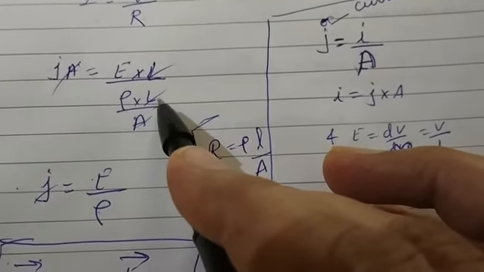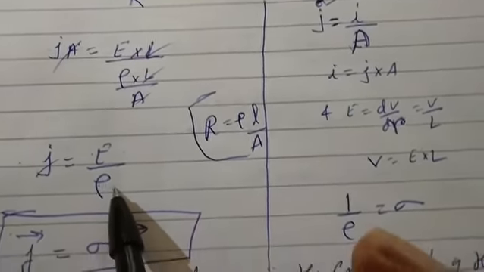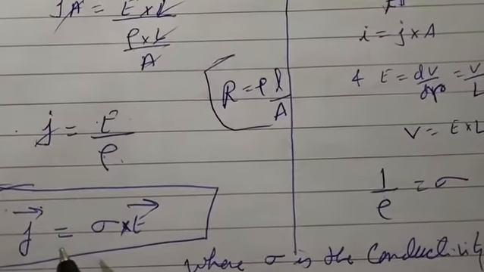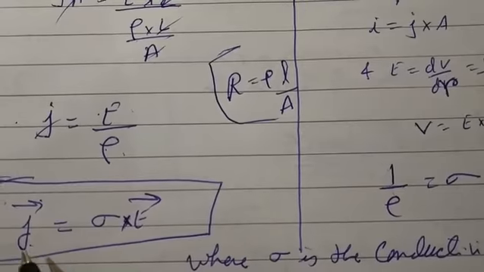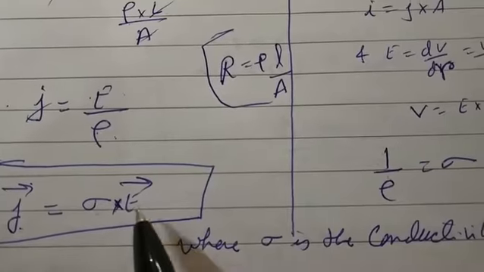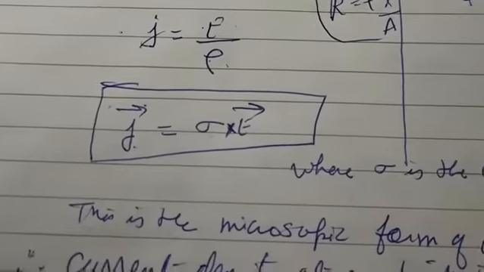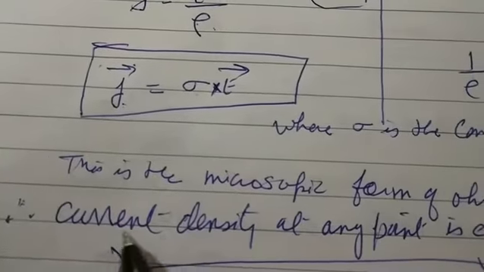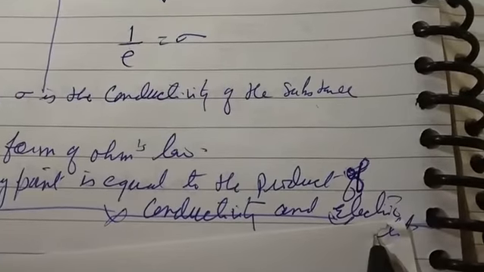L and L will cancel. What is left? J is equal to E upon rho, and 1 upon rho is equal to sigma. So we have got it. This is the microscopic form of Ohm's law: J is equal to sigma into E. Current density is equal to conductivity into electric field. Therefore current density at any point is equal to the product of the conductivity and the electric field.